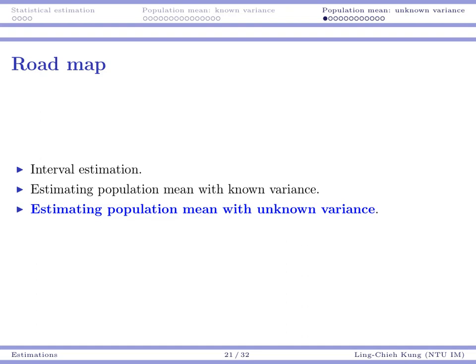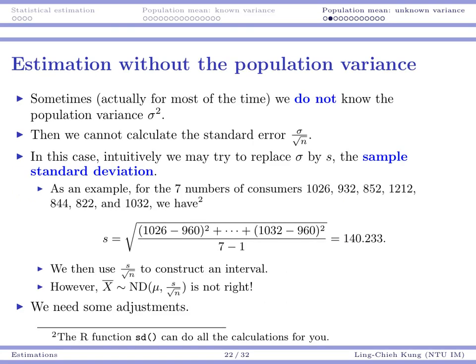So now let's discuss how to estimate population mean when the population variance is unknown. When we want to do that, then obviously we need to do some adjustments. The main reason is because now we are unable to calculate the standard error. Okay? The standard error depends on sigma, the population variance, population standard deviation. So this quantity is not available to us.